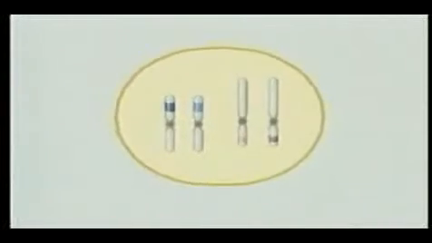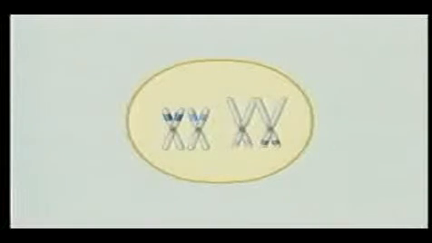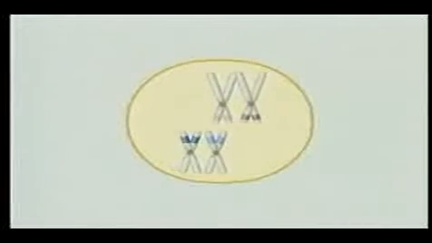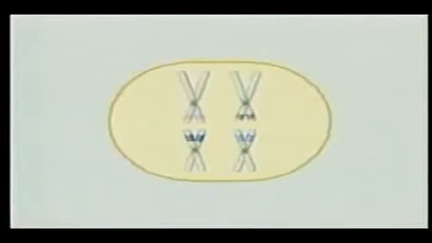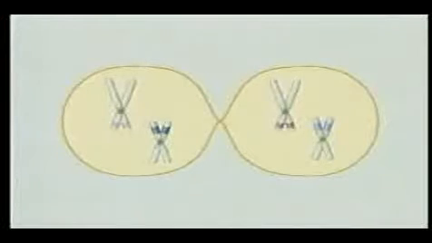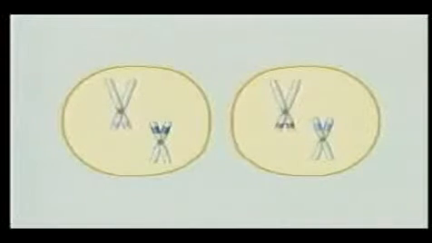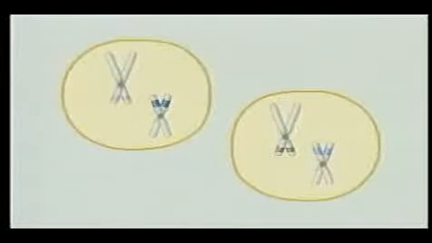Now consider what happens in meiosis. The chromosomes replicate. In metaphase 1 of meiosis, homologous pairs of chromosomes move to the middle of the cell. In anaphase 1, the homologous chromosomes are separated and pulled to opposite ends of the cell. 2 haploid daughter cells are formed. When the homologous chromosomes were separated, the alleles on those chromosomes were also separated.